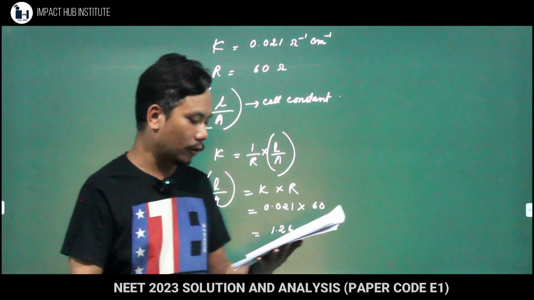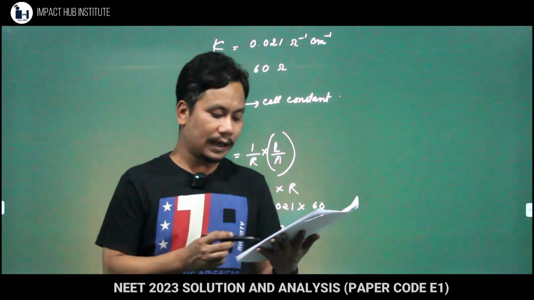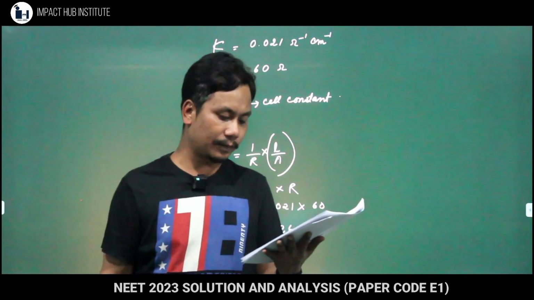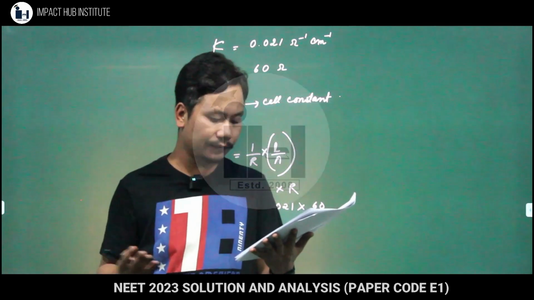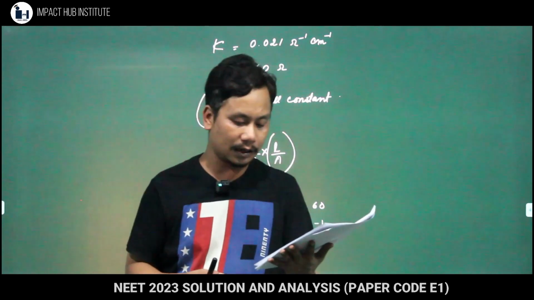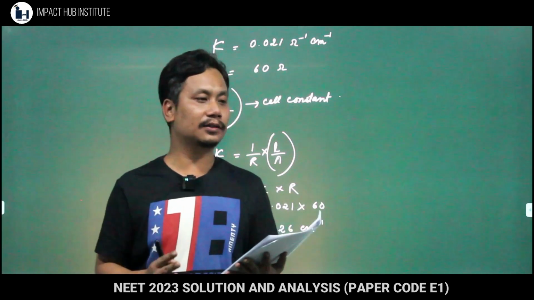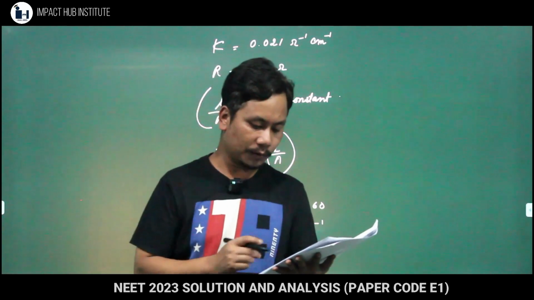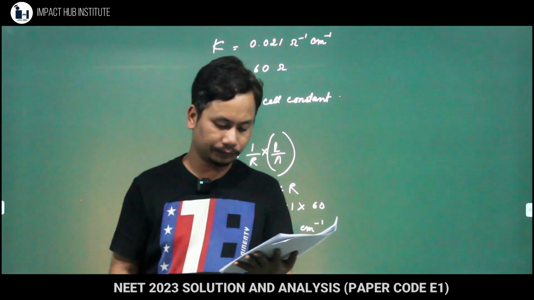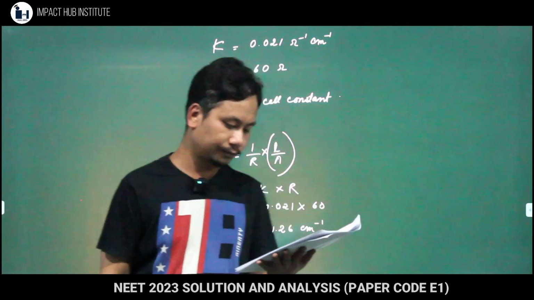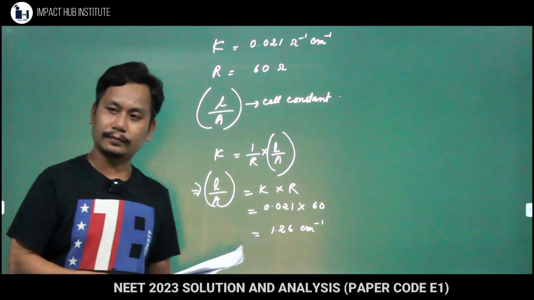Option number 1 is given as both A and R are true, and R is not the correct explanation of A. Next, both A and R are true and R is not the correct explanation of A. Number 3, A is true but R is false. Option number 4, A is false and R is true. Here assertion is correct, reason is also correct, but reason is not the explanation of the assertion. So it will be option number 2.